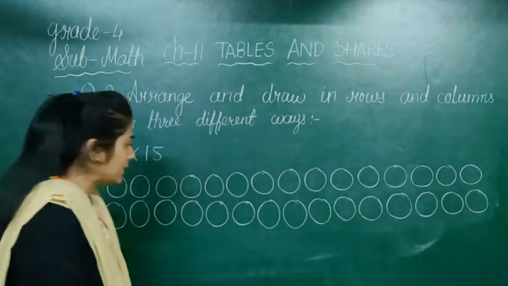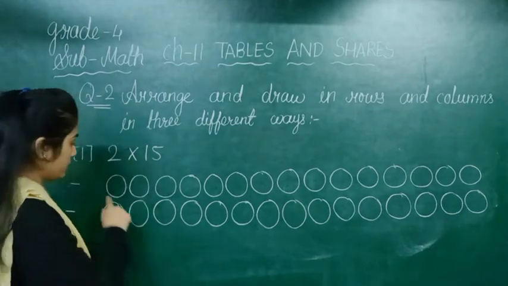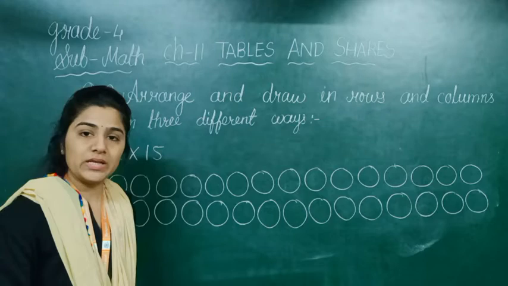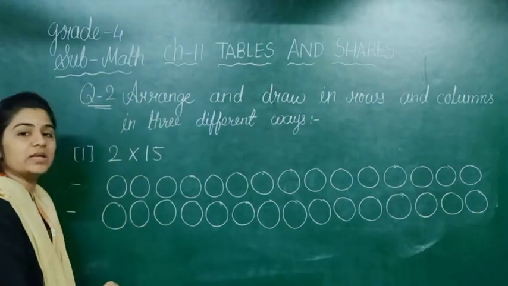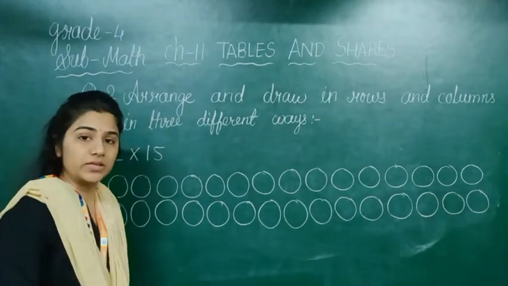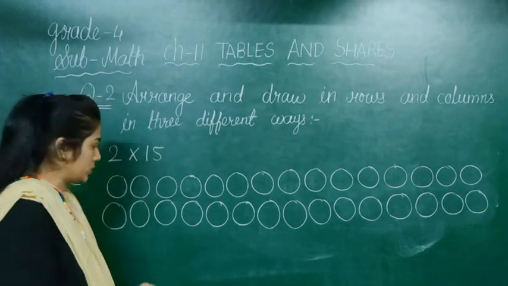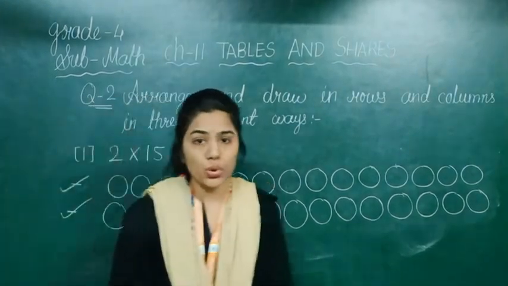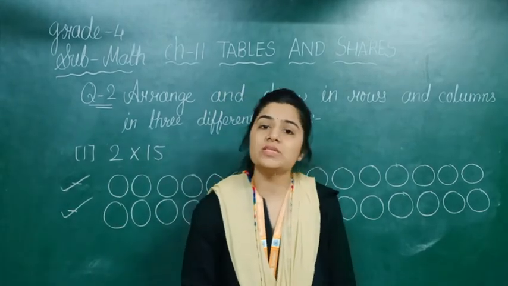See, you can see we have two rows, first and second. In the first row I have drawn 15 circles, and in the second row I have also drawn 15 circles. But how many rows have I drawn? I have drawn 1 and 2, which means 2 rows. In that, 15 circles are there.